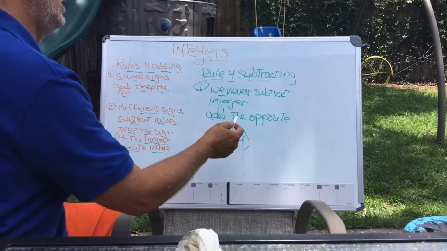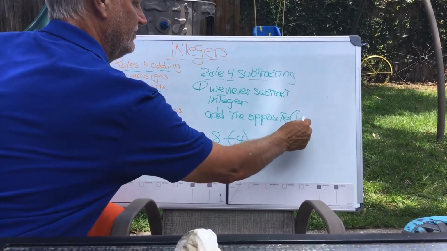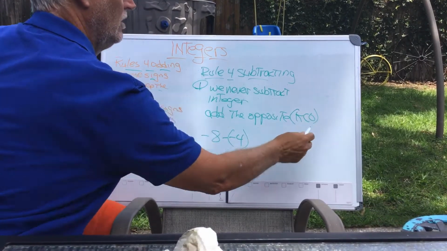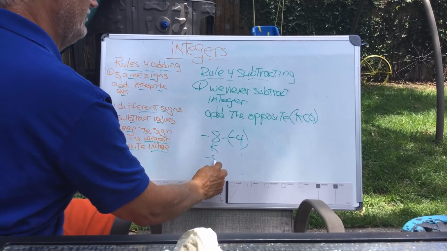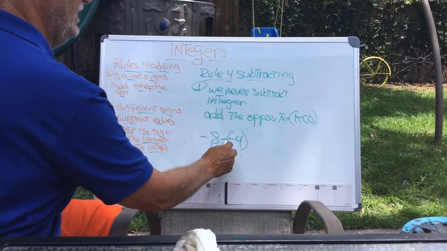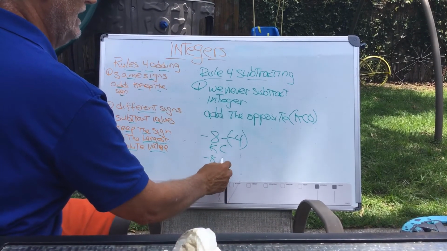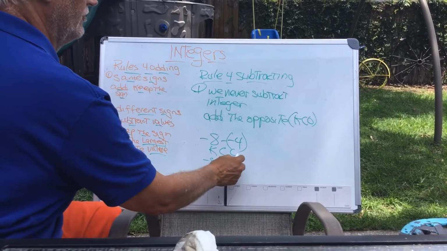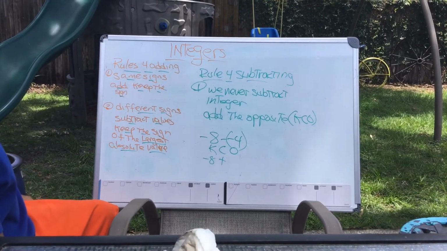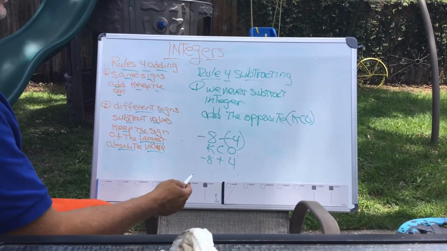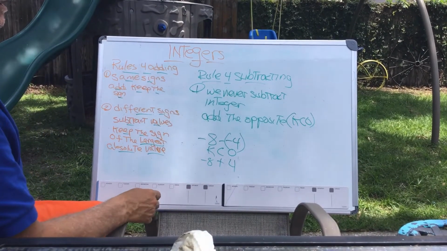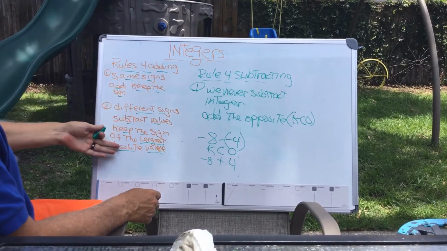I'm going to put out here in parentheses KCO. Keep, change, opposite. So we're going to keep the -8. We're going to change the subtraction to addition. And we're going to do the opposite of a -4, which is a +4. And then we apply the rules for adding. And that's this problem here.